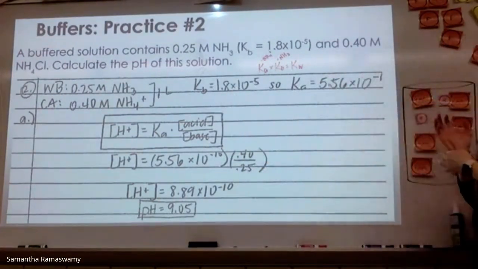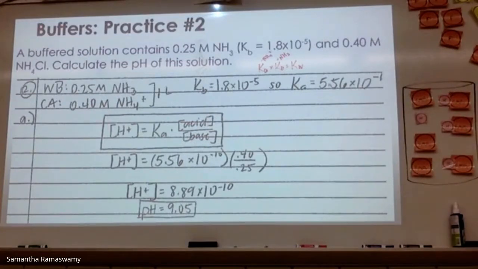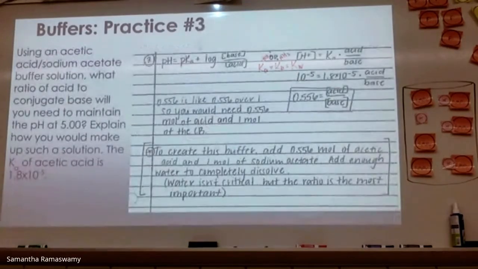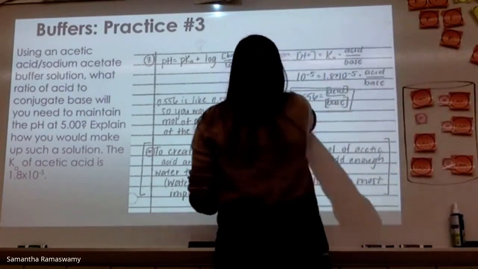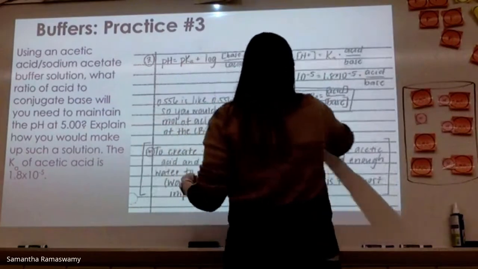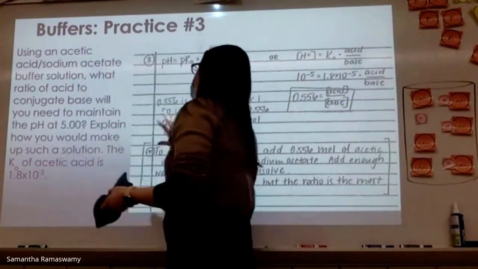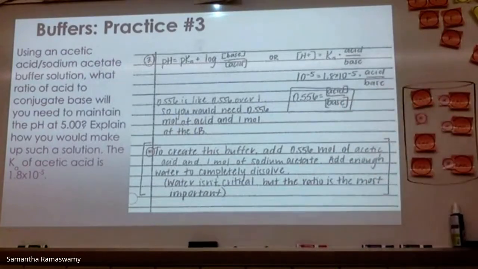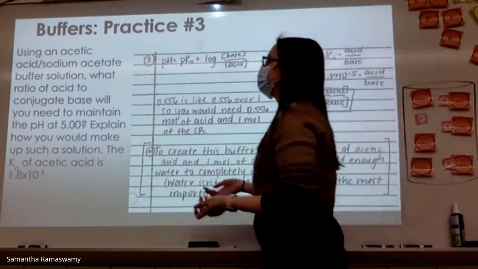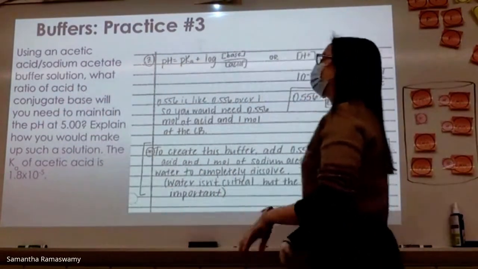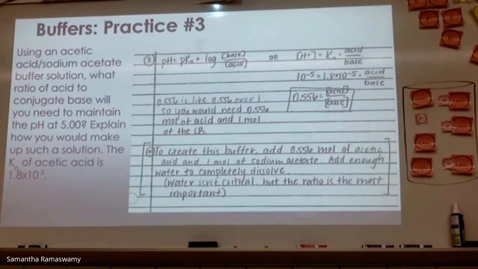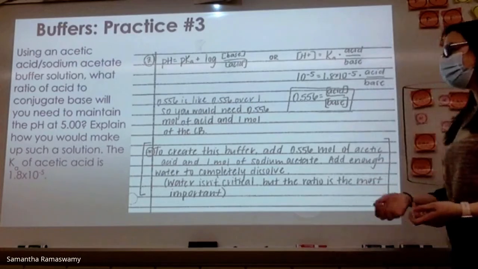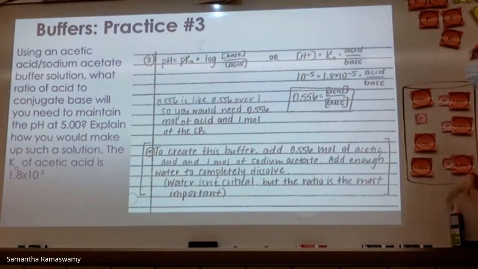Now, the last two questions were more conceptual than anything. They did require math, but it was still more conceptual. So I put the question over on the side so that I had space to blow up my answer. So using an acetic acid sodium acetate buffer solution, what ratio of acid to conjugate base will you need to maintain a pH of 5.0? Explain how you'd make a solution. And then I gave the Ka of acetic acid. So I showed both equations just in case, but I used the buffer equation over here. So when you know what you want the pH to be, you know what the H plus should be.